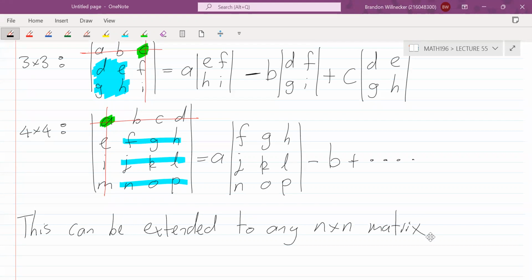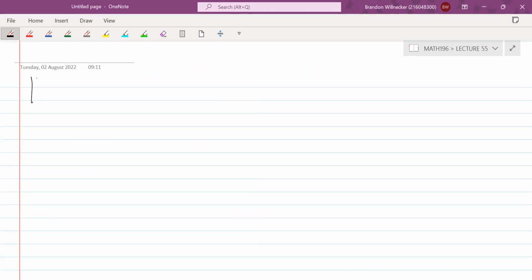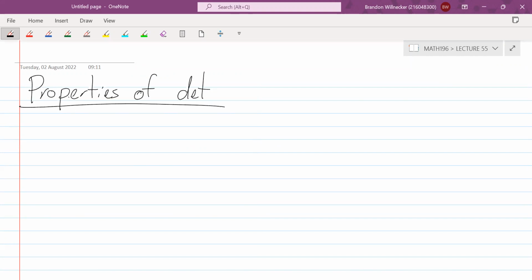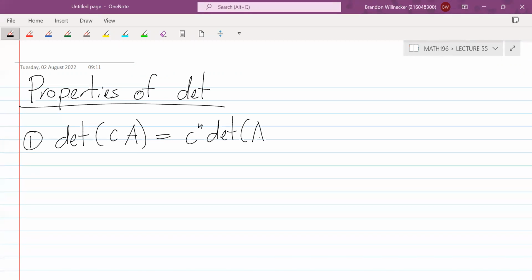Okay. Let's have a look at some of the properties of the determinant, and then we'll have a look at the homework question. Okay, so properties. Okay, so number one, if you have the determinant of c times A, where A is an n by n matrix, then this is given by c to the n times the determinant of A.